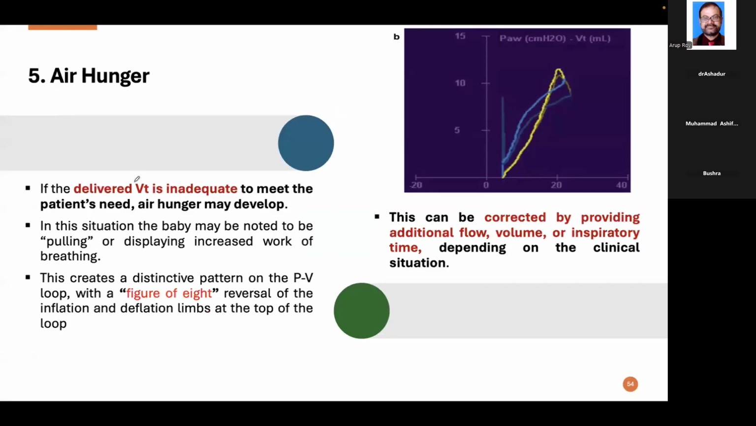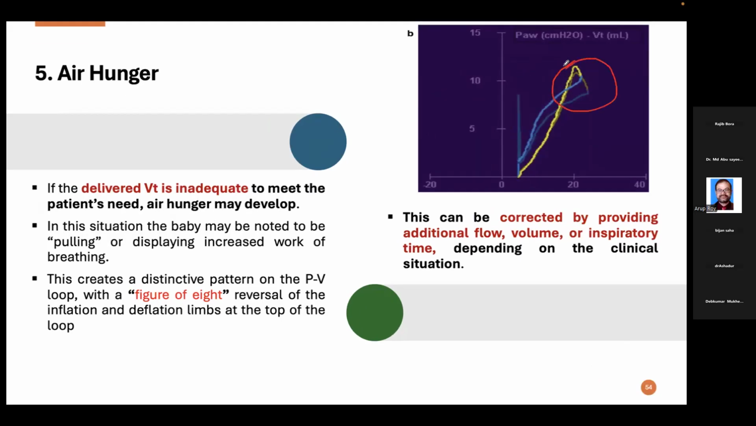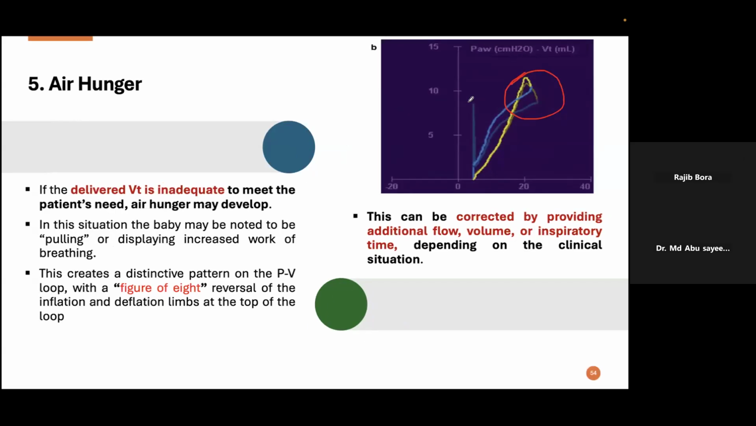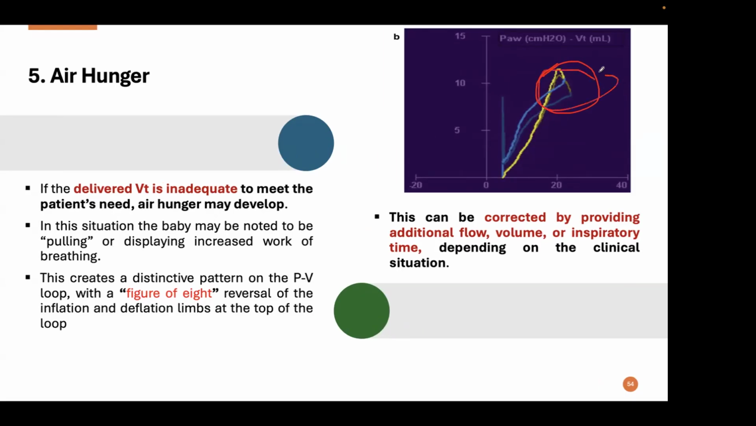Air hunger. If the delivered volume is inadequate, suppose we have given only 4 ml per kg, but the patient needs 6 ml per kg, then your pressure volume loops will look like this, a figure of 8. If we find something like this, probably we need to increase the flow, volume, or TI. Those things we need to decide at the bedside, which parameter will help most. But if we find something like this, we know that there is air hunger and we need to increase the air entry in that patient.